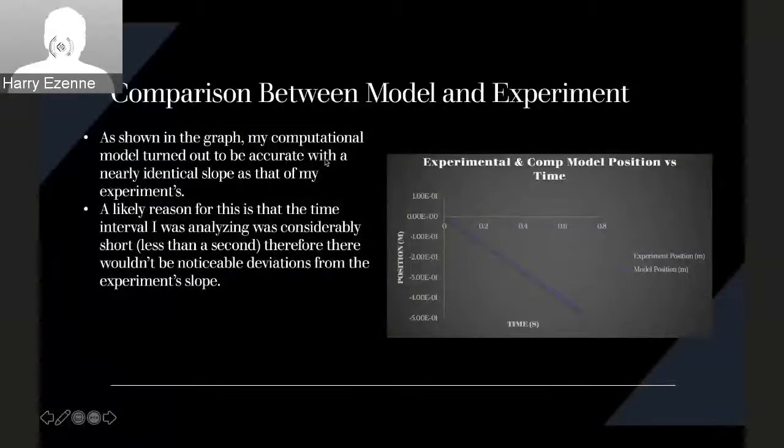As shown in the graph, my computational model turned out to be accurate with a nearly identical slope as that of my experiments. The likely reason for this is that the time interval I was analyzing was considerably short, less than a second, therefore there wouldn't be noticeable deviations from the experiment slope.